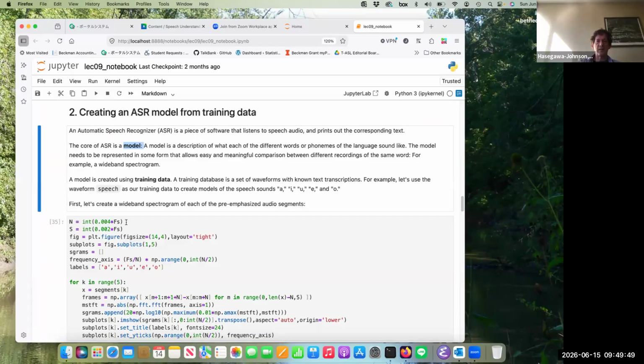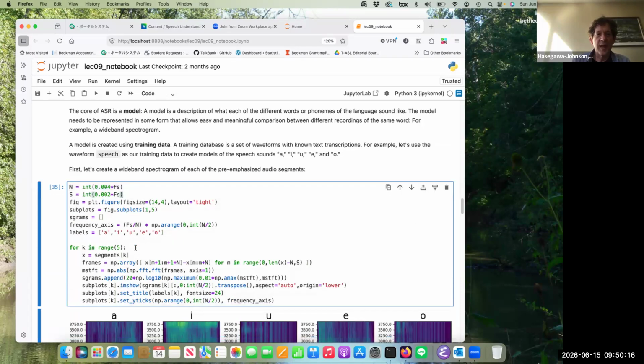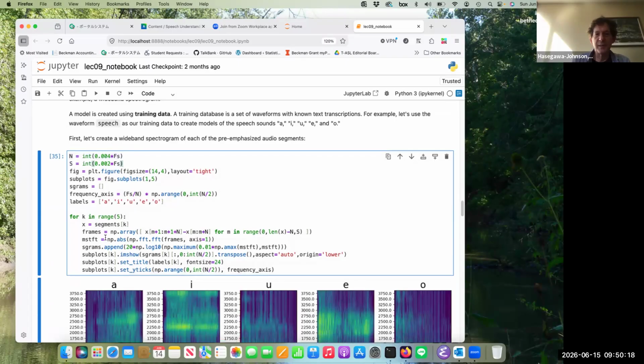So let's create a frame length, and we'll use a wideband spectrogram here. We'll create a frame length which is only 4 milliseconds long. That allows us to get rid of the pitch and to only smooth it out so that all that we see are the formant peaks. Remember, the wideband spectrogram allows us to distinguish between the different vowels, between ah, e, u, a, or o. So we'll use a frame length of 4 milliseconds, a skip of only 2 milliseconds, and then we will calculate the spectrogram of each of those 5.